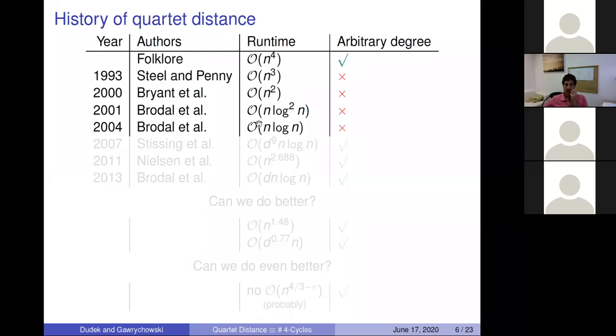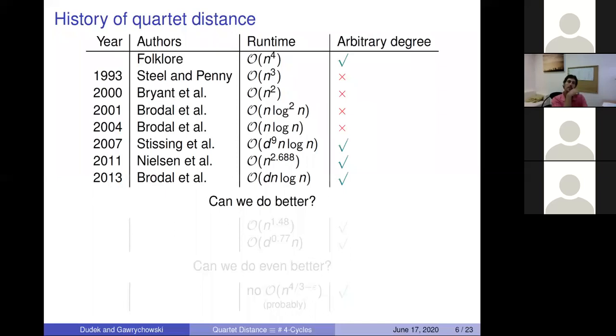Eventually, there was a paper that gave an n log n time algorithm for binary trees. So this is maybe not optimal, but quite close to linear. So very nice, that's for binary trees. And there is a reason this works for binary trees and not for larger degrees. I will not get into details.